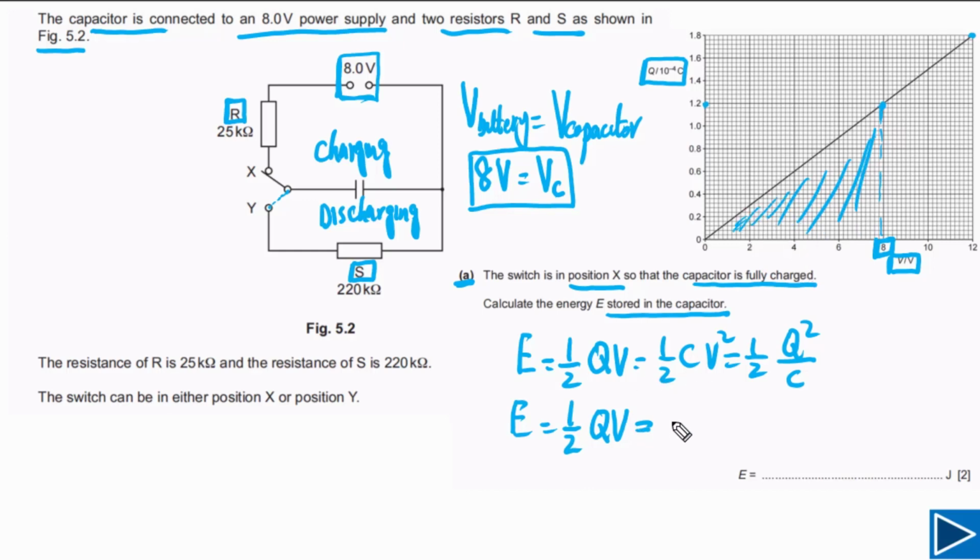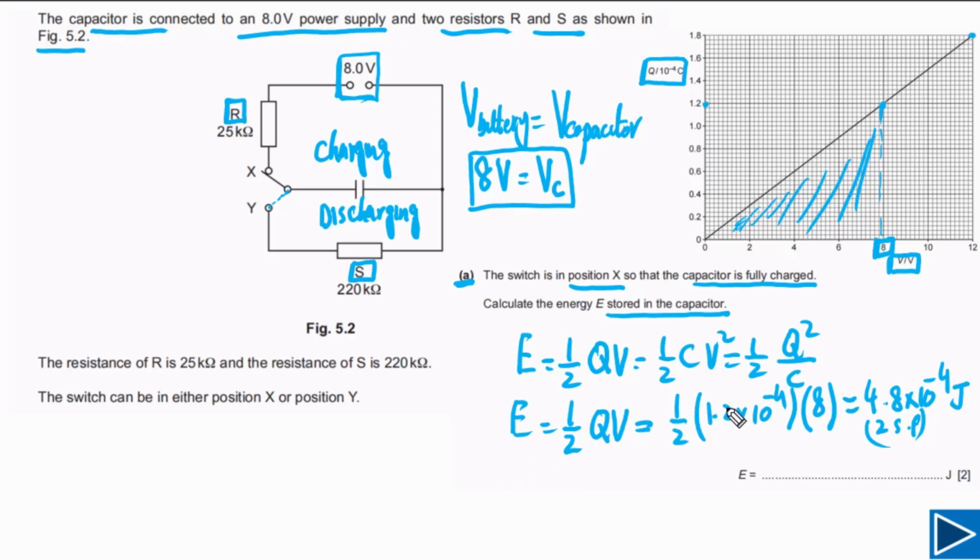So now we can plug in values. We have 1/2, and the value of Q is 1.2 times 10 to negative 4, and we need to multiply with the value of V, that is 8 volts. So our final answer in this case will be 4.8 times 10 to negative 4 joules up to 2SF. So this is our final answer for E.